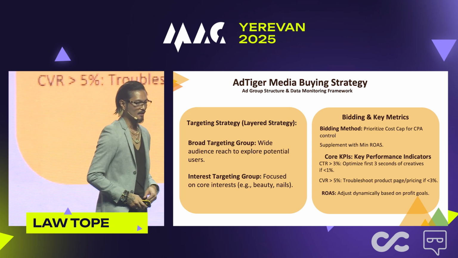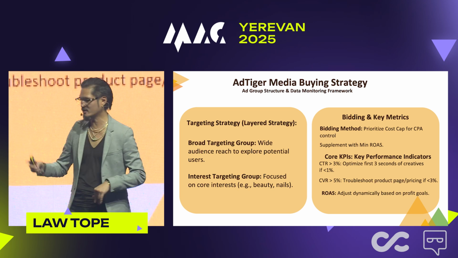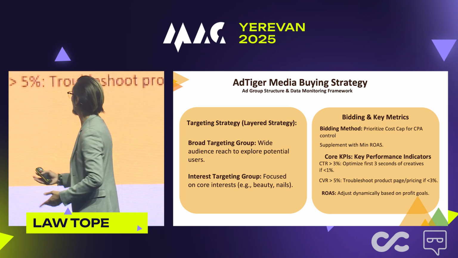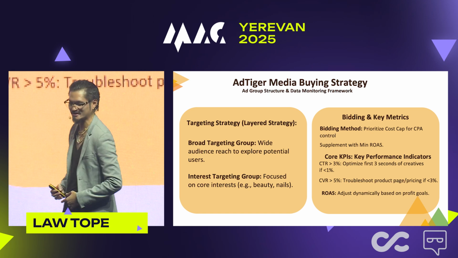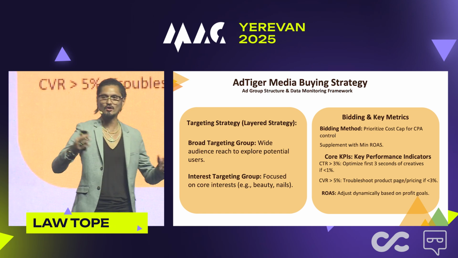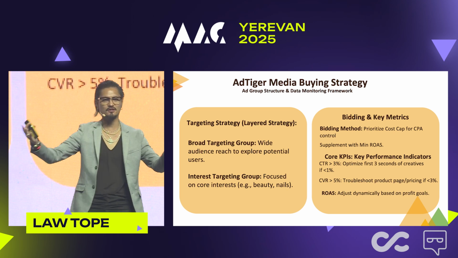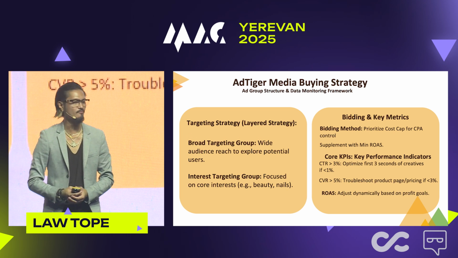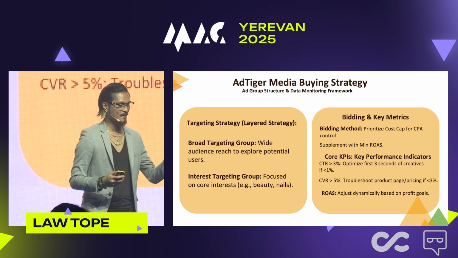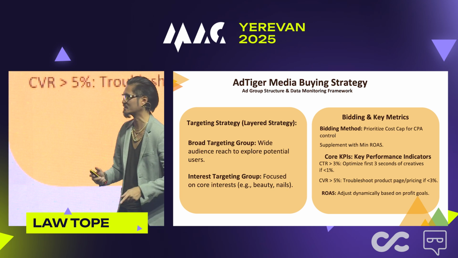And if your conversion rate is higher than 5%, it's good. But if it's less than 3% conversion rate, then you need to work on your product page. That's why you have all these other companies here that are going to help you optimize your product page. And these are the real metrics on TikTok.